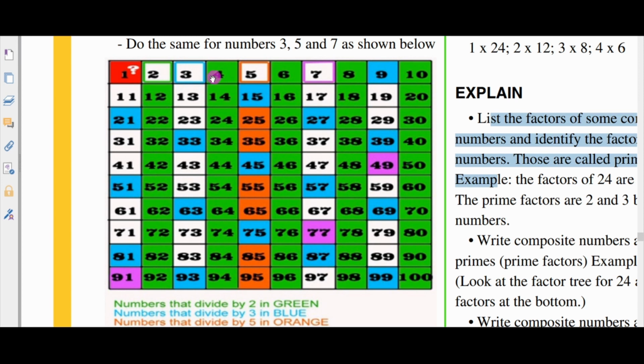So 4 would go, 6 would go, 8, 10, 12, 14, 16, 18, 20, 22, 24, 26, 28, 30, 32, 34, 36, 38, 40, 42, 44, 46, 48, 50, 52, 54, 56, 58, 60, 62, 64, 66, 68, 70, 72, 74, 76, 78, 80, 82, 84, 86, 88, 90, 92, 94, 96, then we have 98 and 100. So all those will be taken out.